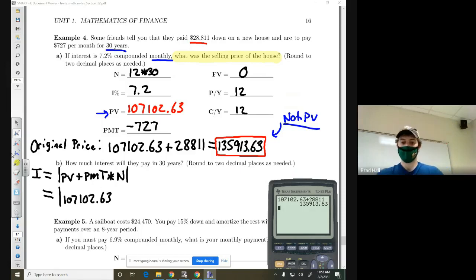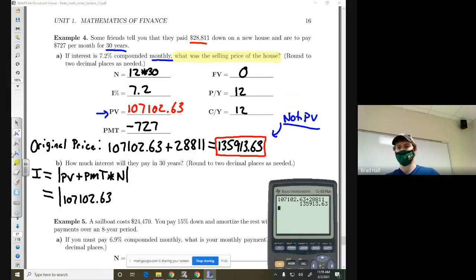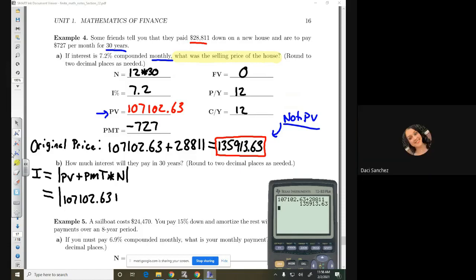It's the 107,102.63. I have a quick question. Yes, what have you got? Is MyMathLab going to be asking for PV or the original price? It's going to ask whatever I normally have boxed in red for that corresponding part. So in part A, it's going to ask for the 135,000. Okay, thank you.